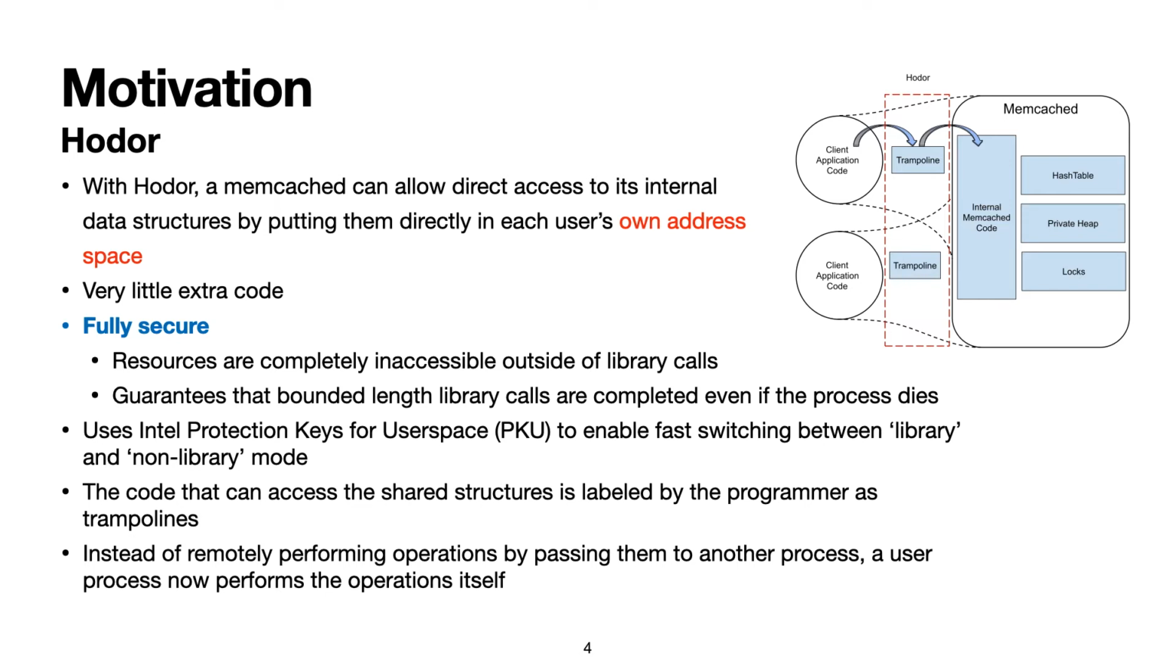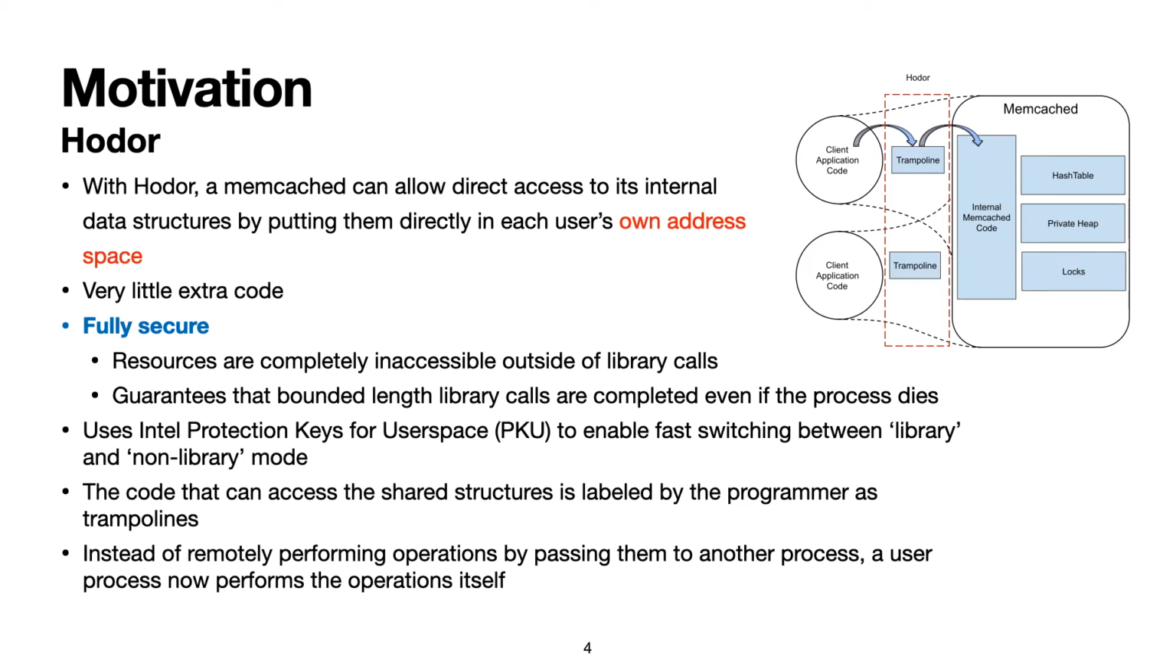Hodor works by providing a mechanism that allows us to switch between a library and a non-library mode using Intel's hardware feature called Protection Keys for User Space, or PKU. We create a separate heap for our library and mark it as belonging to this library mode, so that any future accesses outside the library mode will result in a segfault. The only way to switch between modes is via functions called trampolines that the developer has marked ahead of time. Hodor guarantees that these are the only functions that will be able to do the switch between modes.